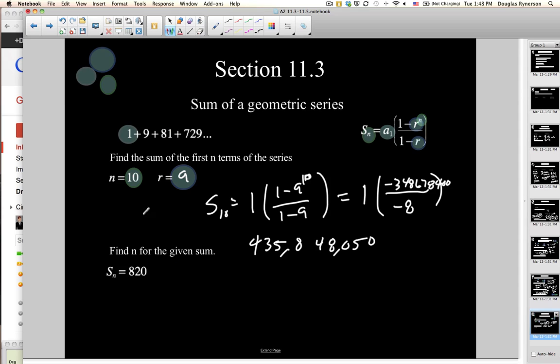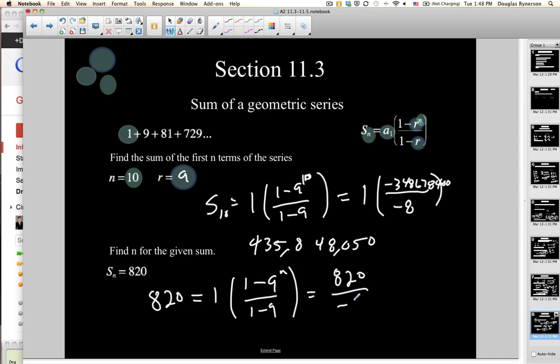Now at the same time, I can use the same formula to find n. How many terms is the sum? Does the sum reach 820? So if I put 820 in as the sum, I know that will be equal to a sub 1, which is 1, times 1 minus my common ratio, 9, to the nth power over 1 minus 9. All right, so this becomes negative 8. Here I'll have 820 over negative 8 will be equal to 1 minus 9 to the nth power.